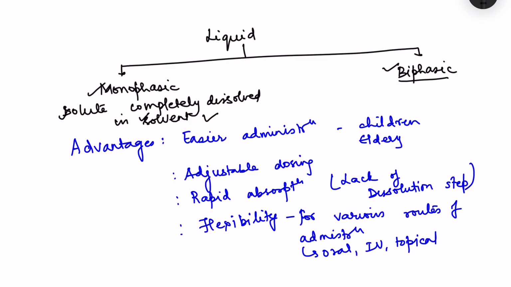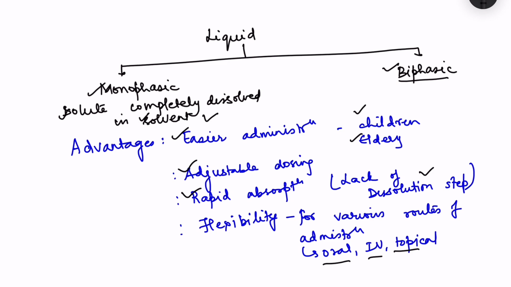So that is biphasic. Now, when are these liquid dosage forms used? Well, the advantages of liquid dosage forms are that they can be easily administered. For example, in children and the elderly, adjustable dosing can be given, say a full spoon or half a spoon, and it can be measured also using a measuring cup. Then rapid absorption. When a drug is given, it needs to dissolve in the body cavities, but for liquids there is no dissolution step. Then there is flexibility for various routes of administration. It can be given in topical form, IV form, and oral form also.